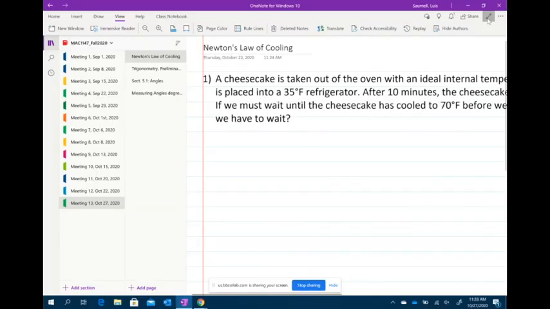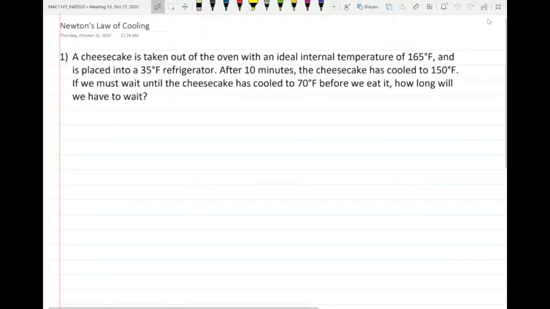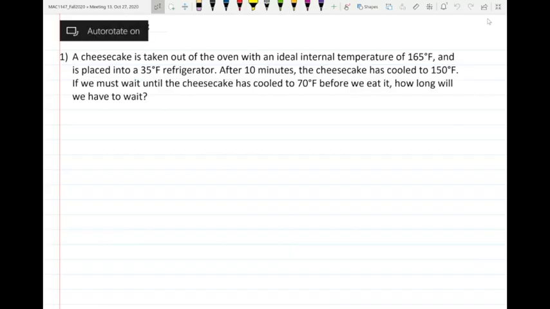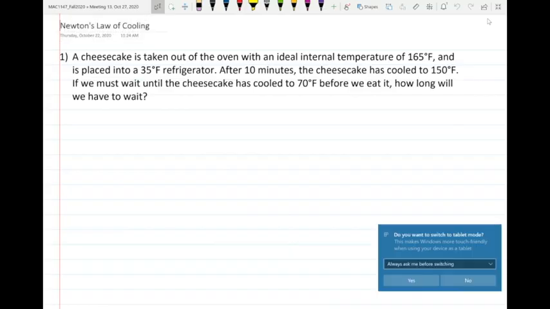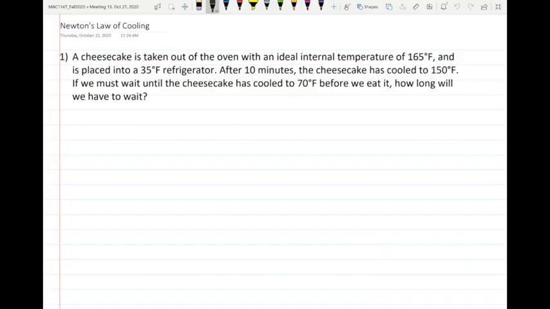Okay, I want to discuss one last application, which is Newton's law of cooling. And here we have a problem that we want to discuss. So let's read the example, and then I'm going to write down the formulas that we need to be able to answer this question, and then we're going to go ahead and answer the question.